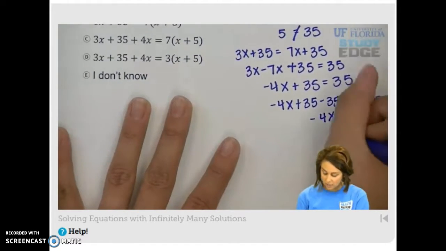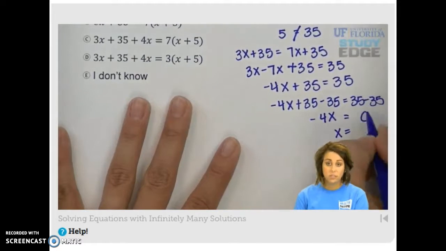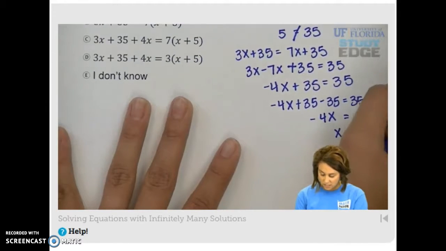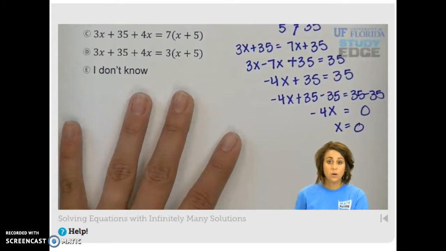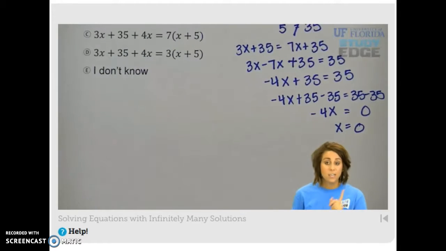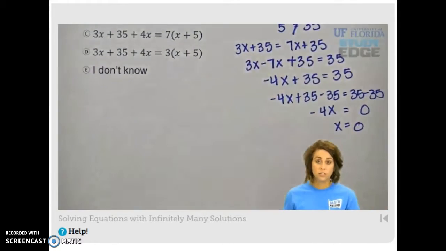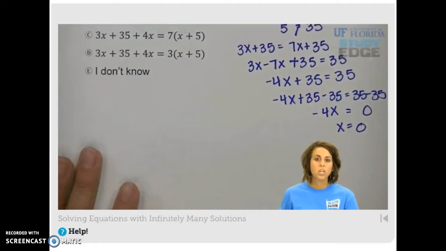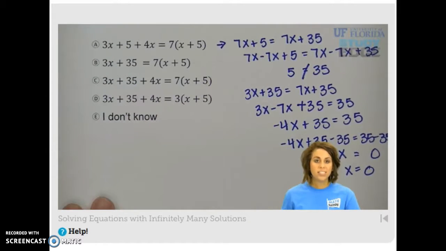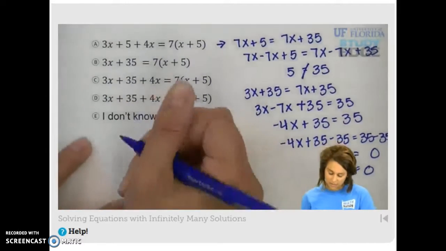So what's x? Well, 0 divided by any number is going to give us 0. So x is 0. So we have one solution. 0 is a solution. If we plug it in for x, we're going to get the same thing on both sides of our original equation, or any piece of our equation. So let's go ahead to choice C. Maybe it has infinitely many solutions.